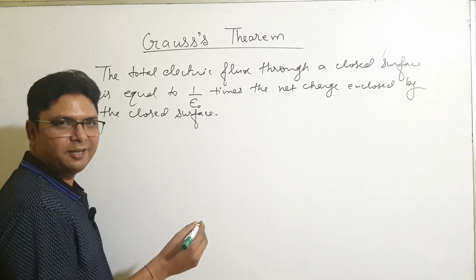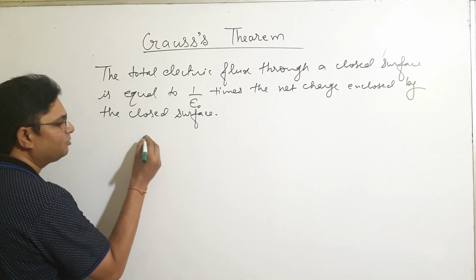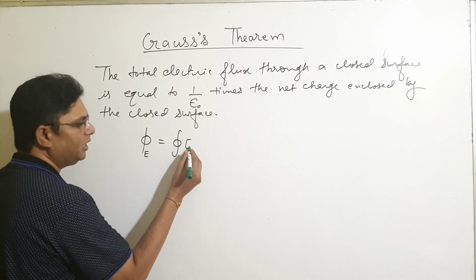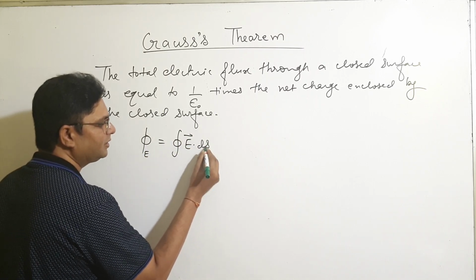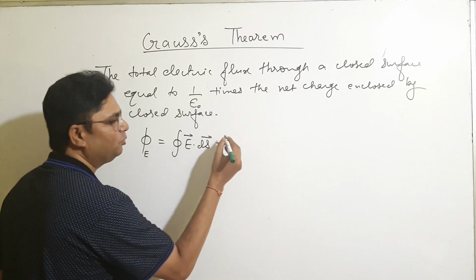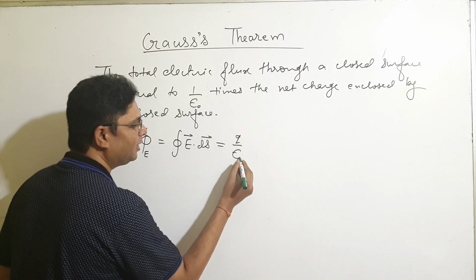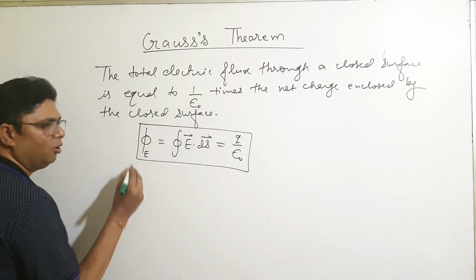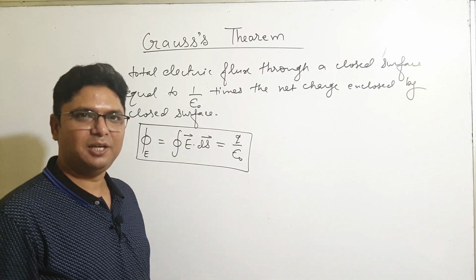This means that flux phi is equal to closed integration E dot ds. This is equal to q upon epsilon naught. This is the statement of Gauss law. Let us prove this statement.